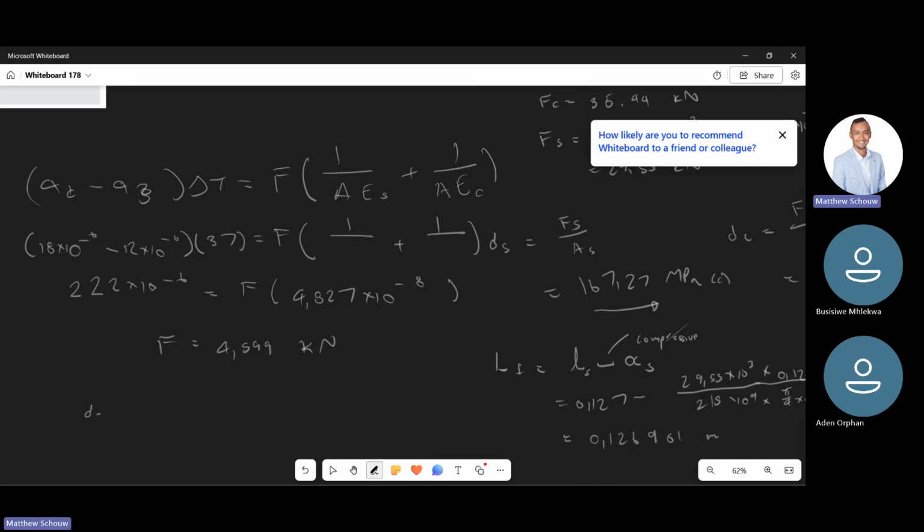Then we want to find the stress of steel. Can we just call it stress steel TS, which means thermal, and then TC, which is copper. So all you must do is take the force, and the force is equal for both, and you divide it by the respective area. So the area of steel, which you have there, and then 4.599. You can see it's two different stresses you're getting now, as compared to when you do the mechanical part. So let's just get those stresses.